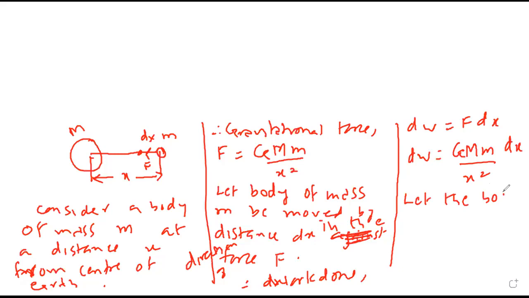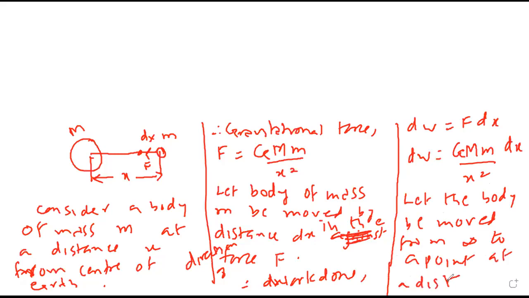Let the body be moved from infinity to a point at a distance small r from the center of earth. Please copy till this. Then I am finding the total work done by integrating dW from infinity to distance r.